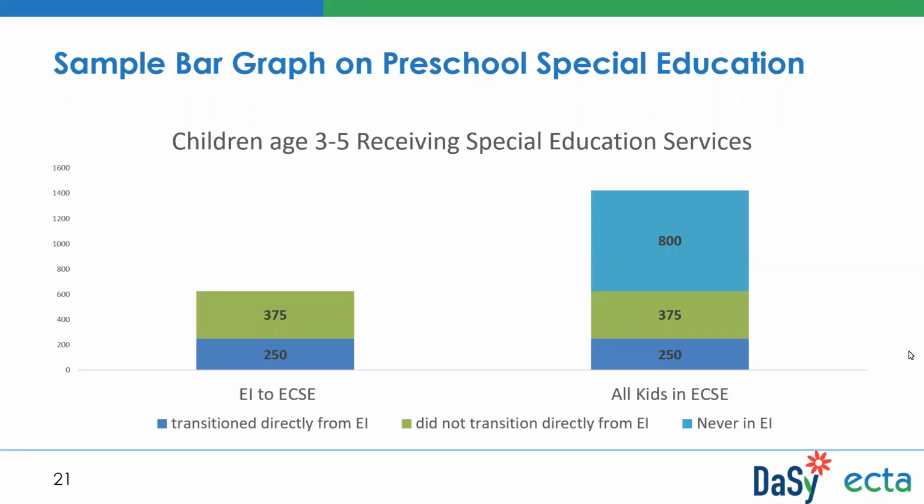So on the first bar graph, you see those 250 kids, they transitioned directly from early intervention into early childhood special education. And then you had, in the green, 375 kids who did not transition directly. So they were in EI, they were out of EI maybe at age 3 because there was no program that they were in, or the parents felt they didn't need services. But then at age 4 they came back in. So that's that group. They had received services, were not receiving services, and came back in. And then the 800 that you see on the second bar graph would be kids that were never in early intervention and then were found eligible during the preschool years. So that's just one way to slice and look at your data that could be interesting.